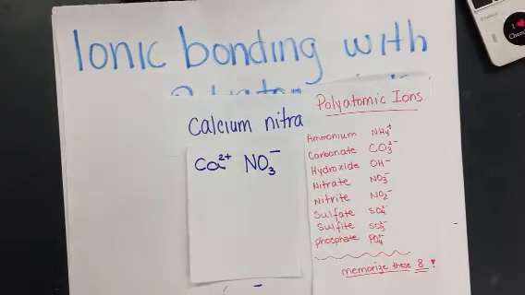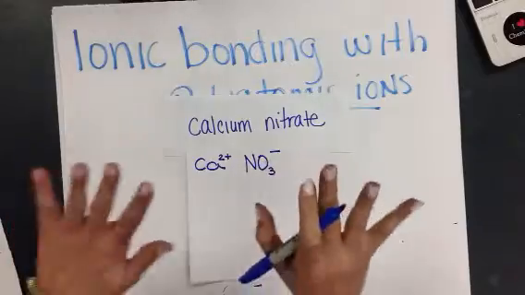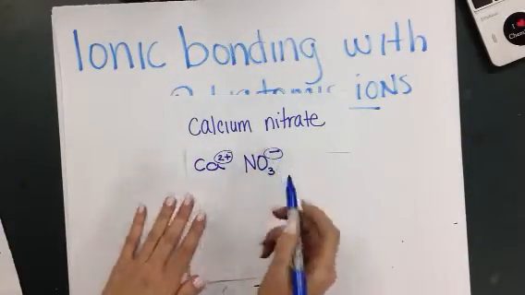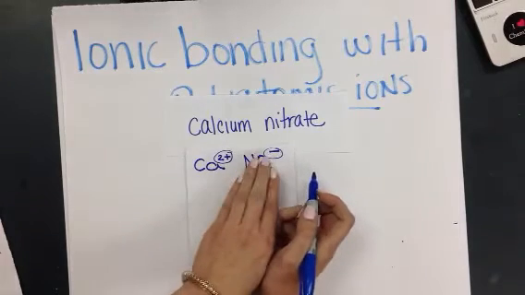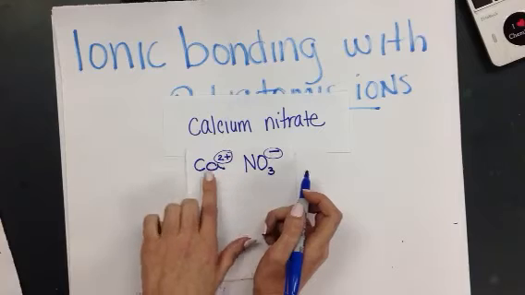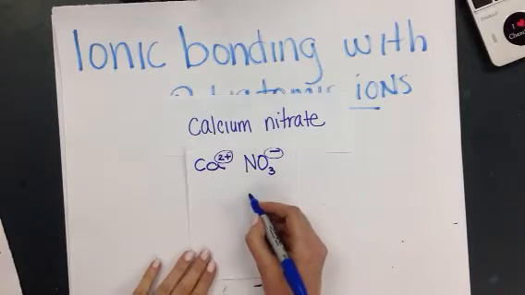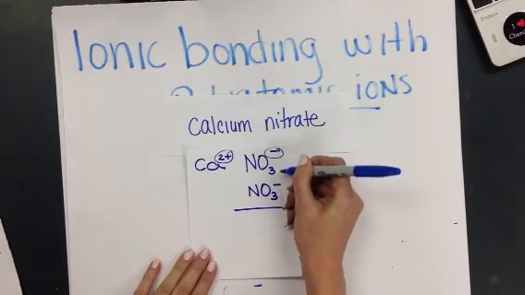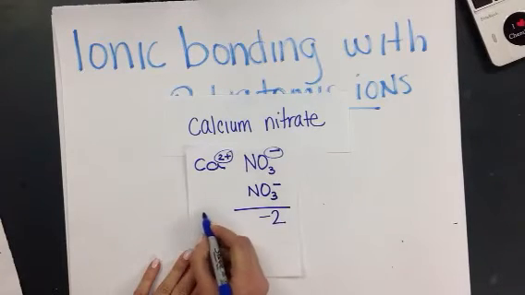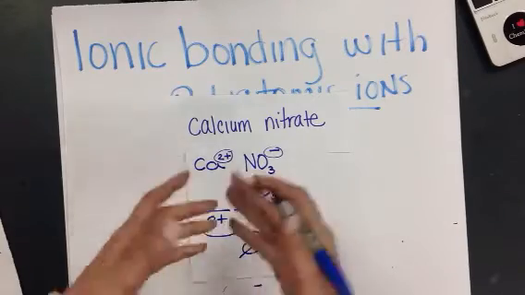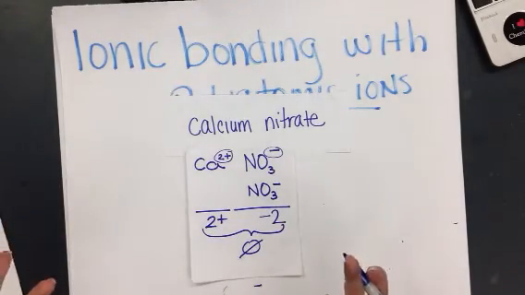Okay, remember, the goal is still the same, and that is let's neutralize these. So nothing has changed in that. So how many of these clusters or bundles of nitrate do I need to balance out the calcium? Hopefully you said I need 2 of these. -1 -1 gives me -2 to balance out the 2+ on this side. Remember, the goal is to make 0. Same thing applies, which makes this easy.